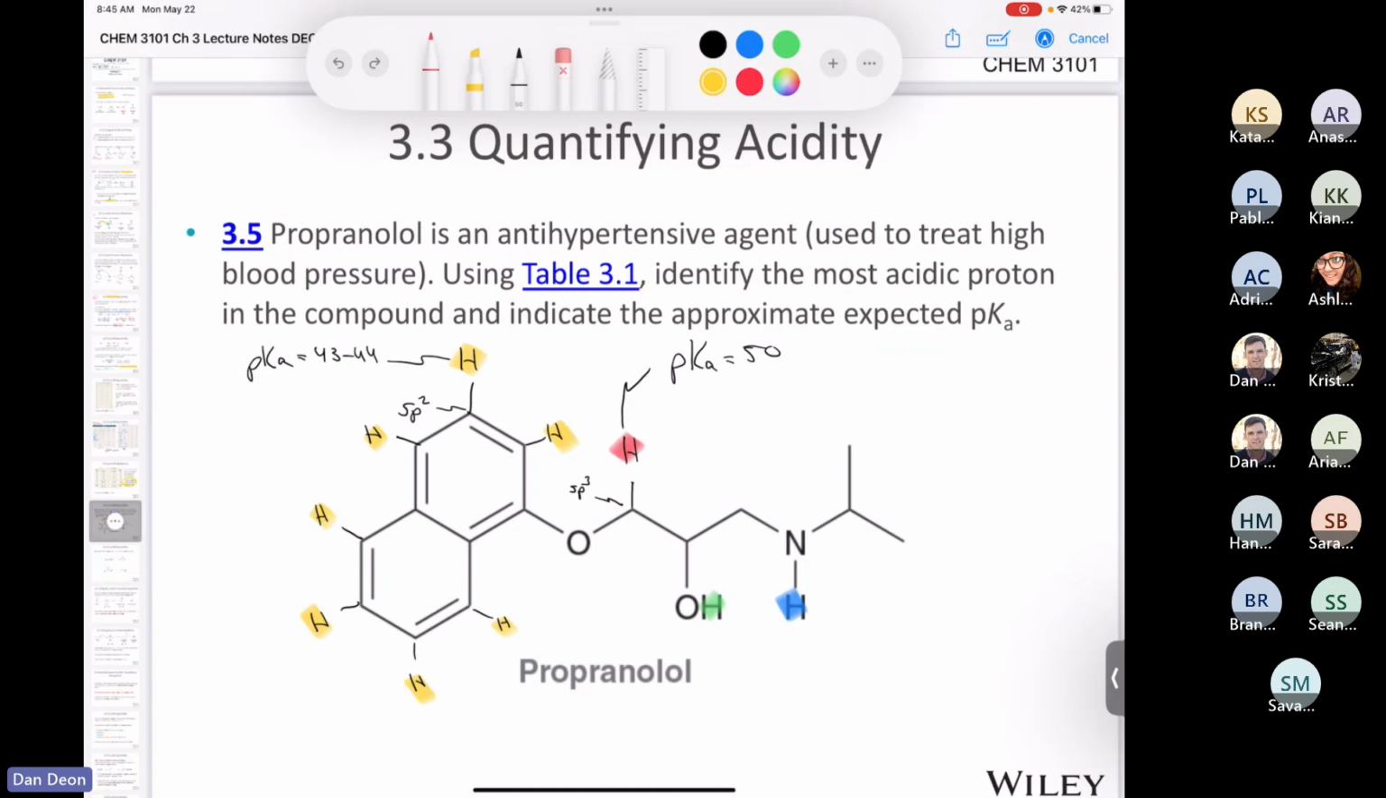So that means that every single one of the protons there, here, here, here, here, here, here. Anything that's on an sp3 hybridized carbon, including this one as well, everything is going to have a pKa of around 50.